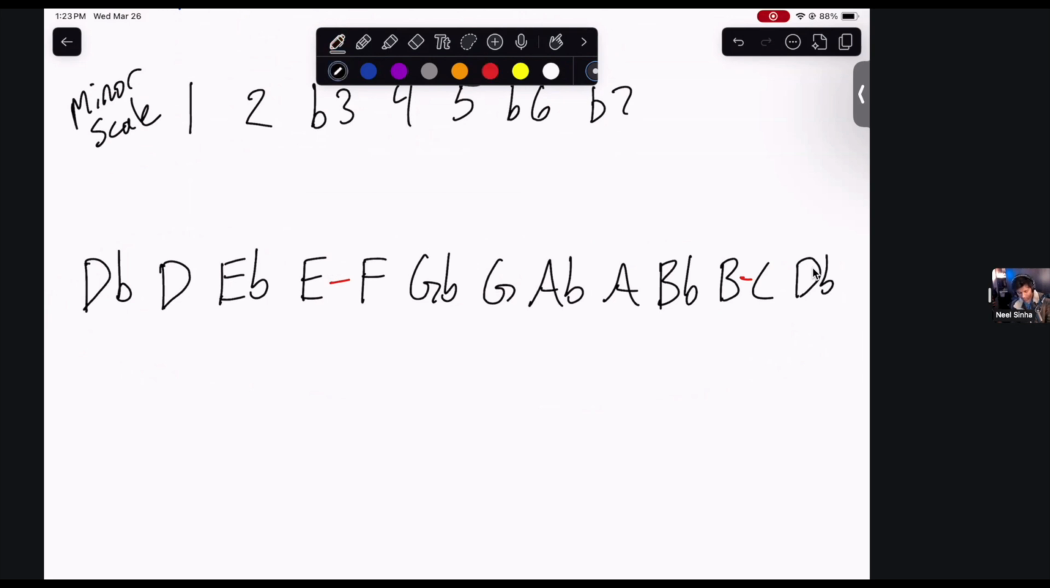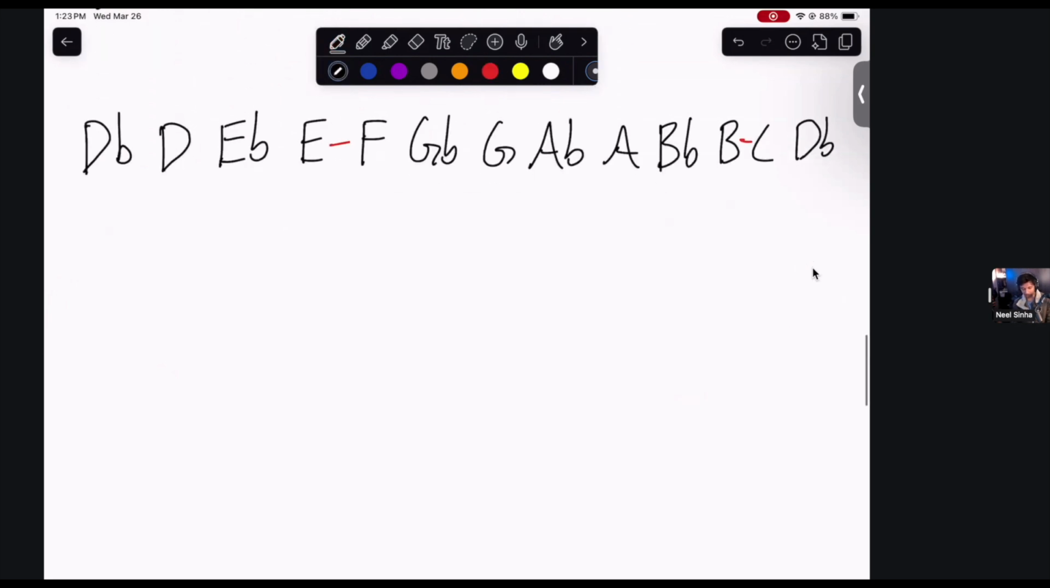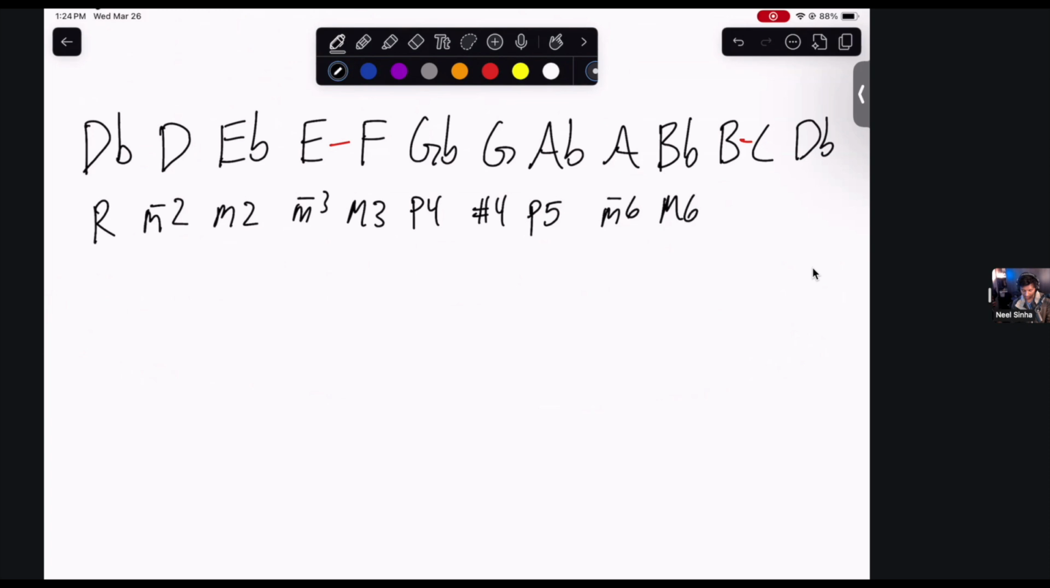So we're going to go back here, and I'm going to give each of these an intervallic name. So root, minor 2. After minor 2 comes major 2, then minor 3, then major 3, then perfect 4th, sharp 4, perfect 5th, minor 6, major 6, minor 7, major 7, and then this is D flat, which was where we started, which is just the root again. So that actually doesn't matter.